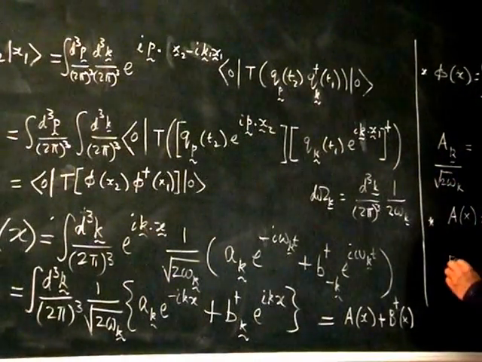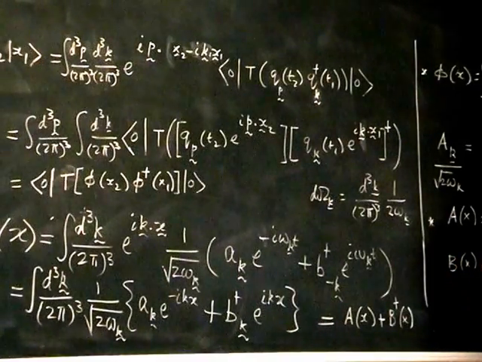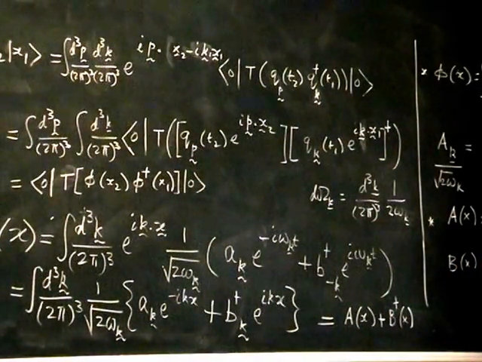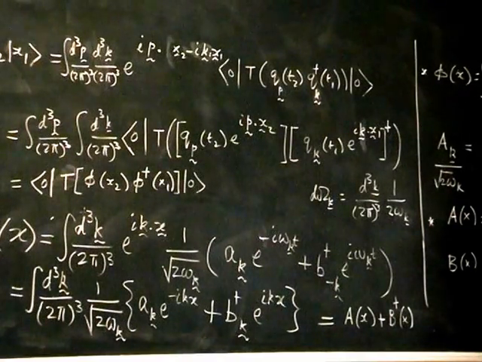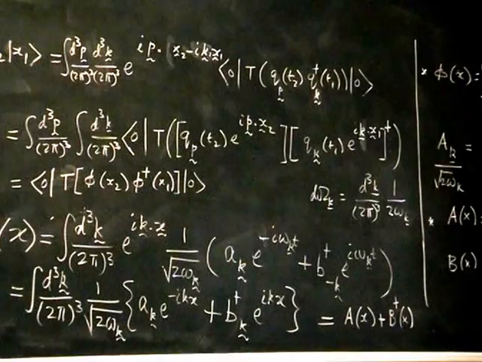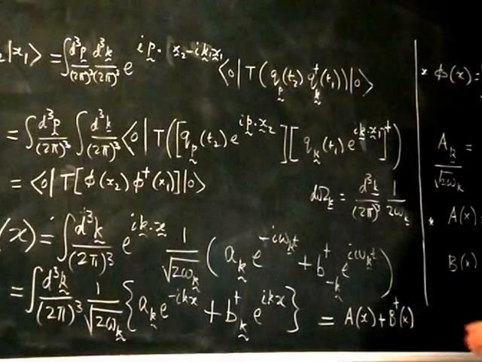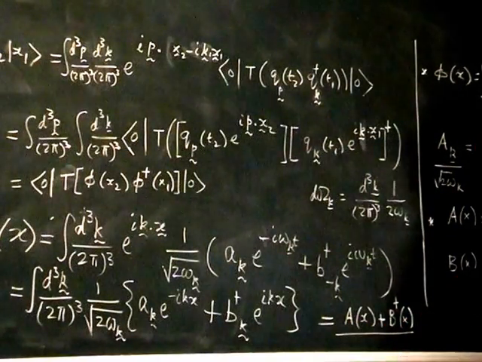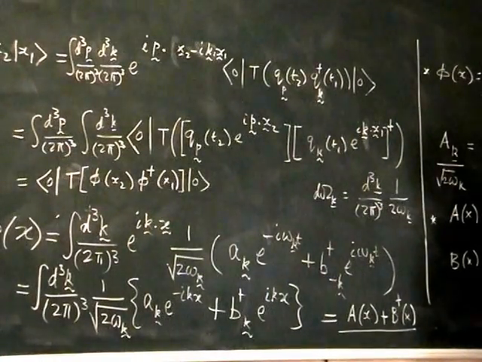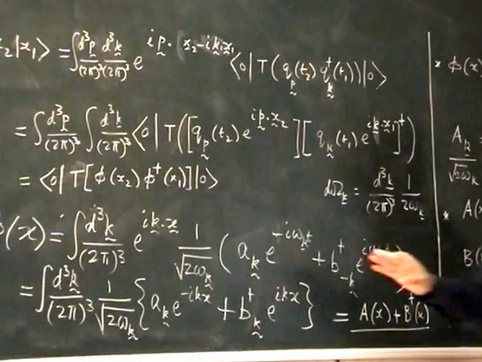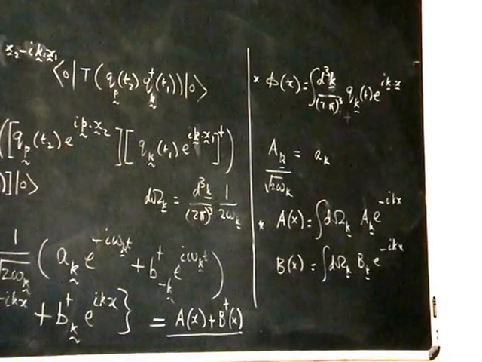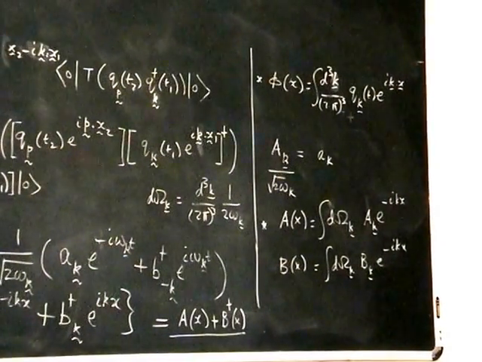Similarly, I have a b of x, which is integral d omega k b_k e to the minus ikx. Both of them go with e to the minus ikx, but here the field is defined as a plus b dagger. Alright? And your a's and b's obey a Lorentz invariant commutation. So this is again remarkable.